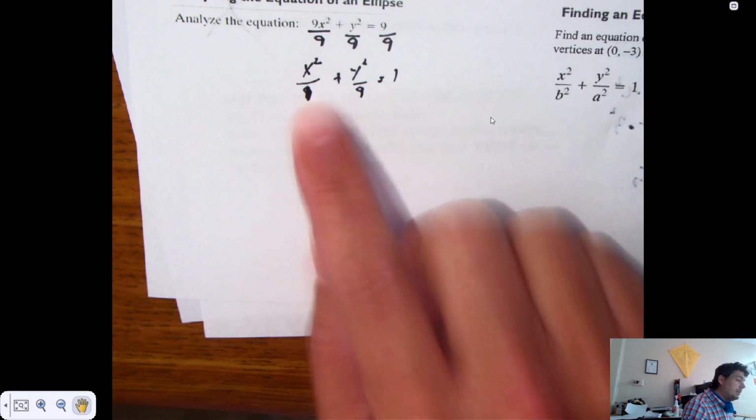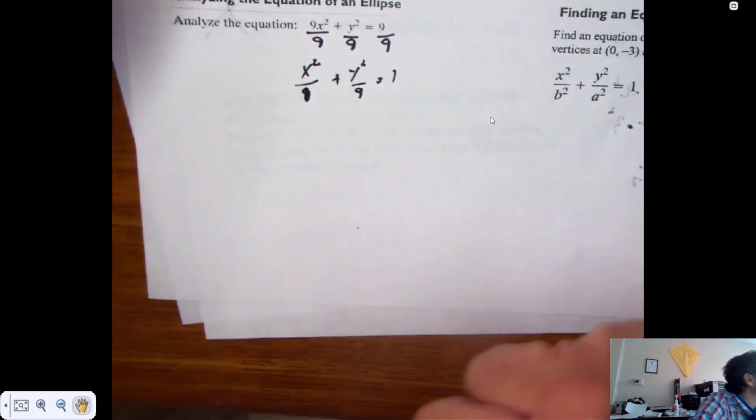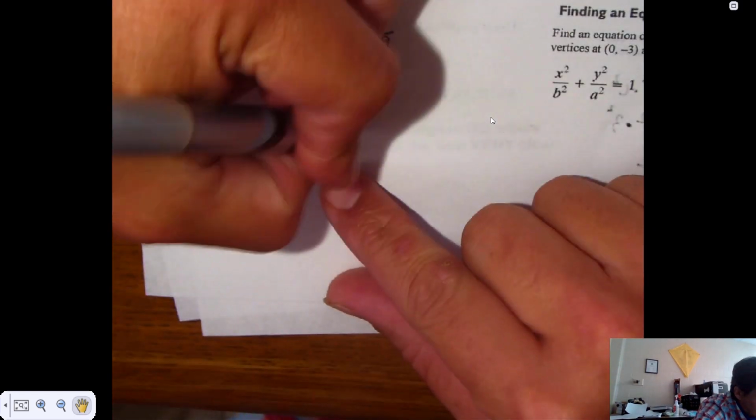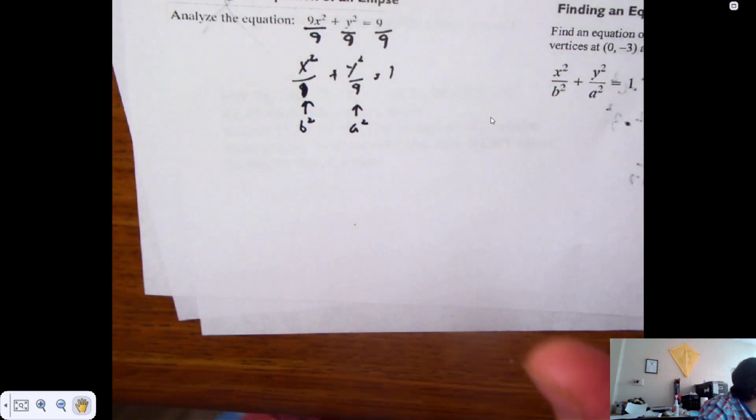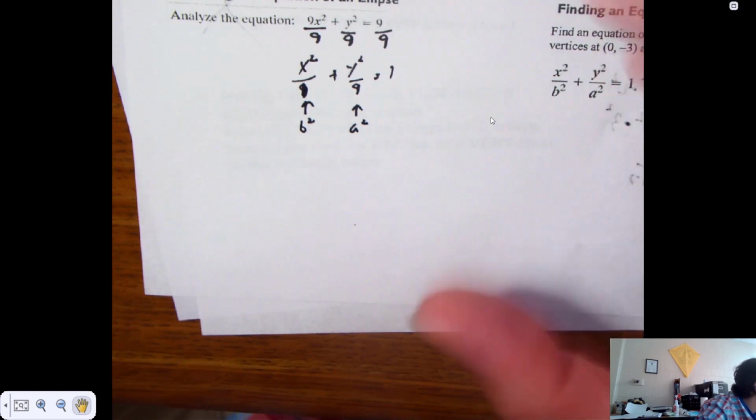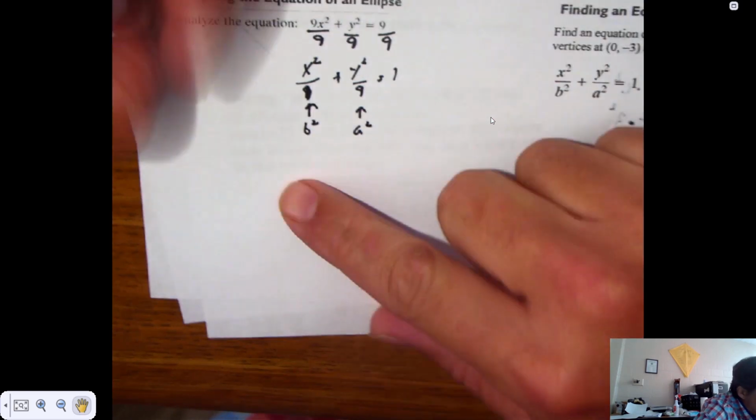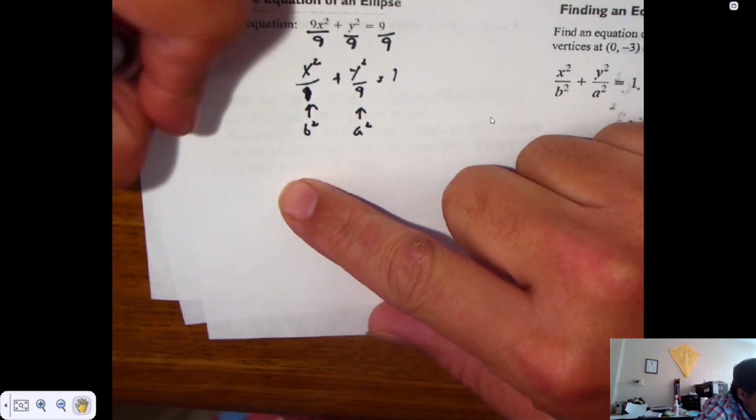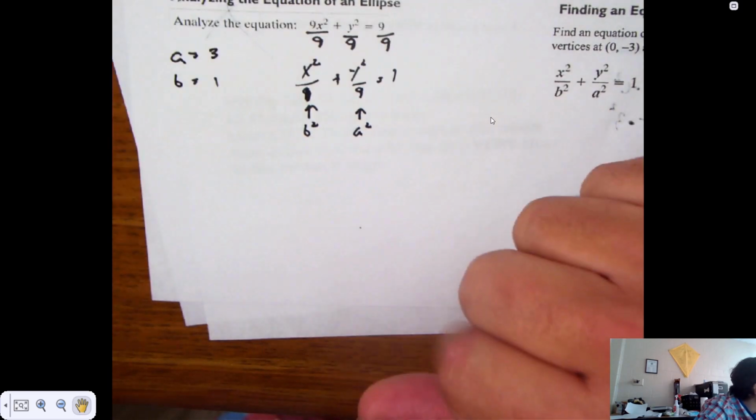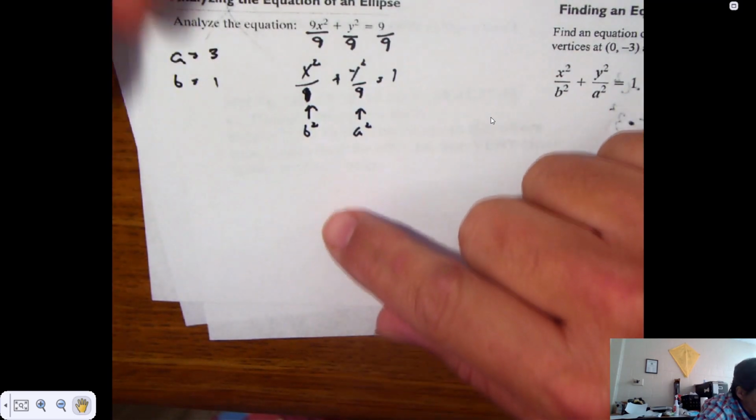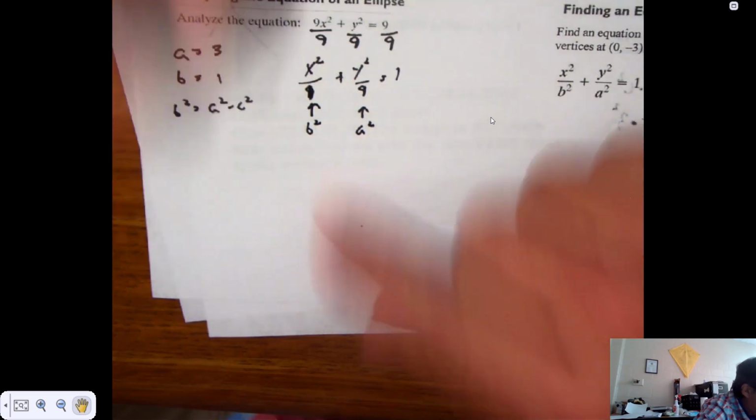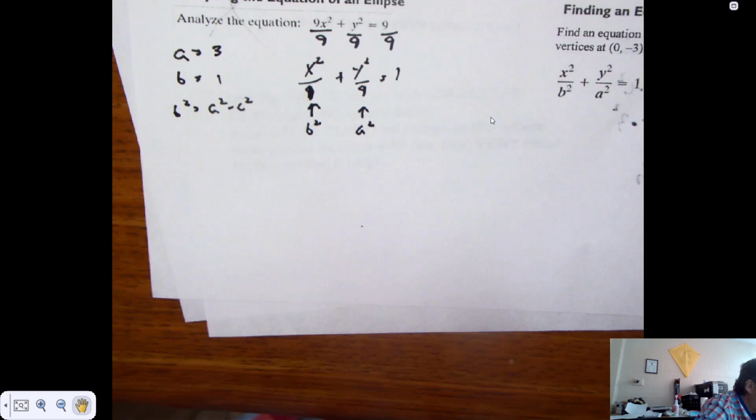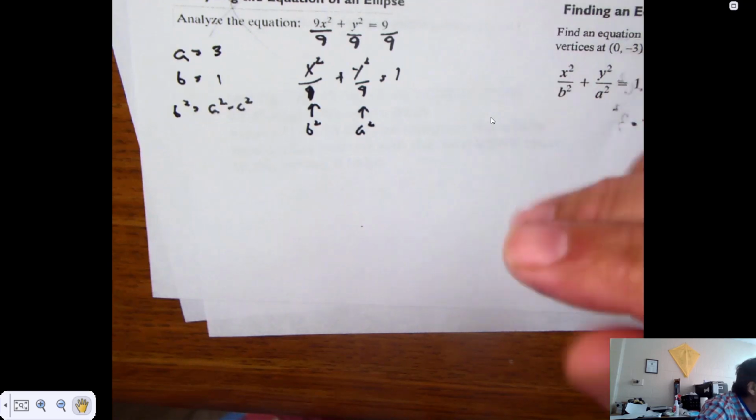Now, which one of these two pieces represents a squared? 9. This is a squared. And this is b squared. The bigger number is always a squared. Always. That's how it works. So we figure out our a and we figure out our b. A would be 3 and b would be 1. Then we say that b squared is a squared minus c squared, which you can manipulate. You can say c squared is a squared minus b squared, which works just fine.